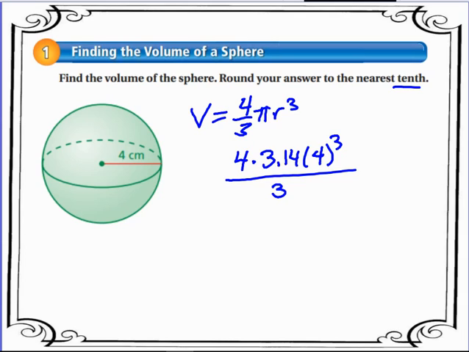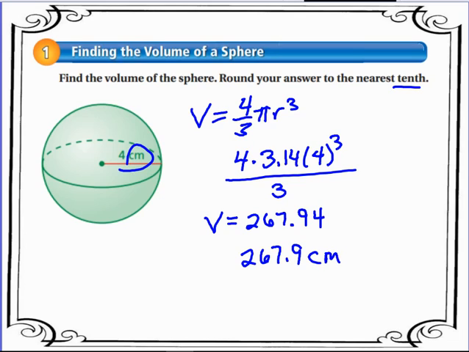Right, so 4 times 3.14 times 4 times 4 times 4, that's 4 cubed, divided by 3. And we would get the volume equals 267.94. So 267.9. And then you see this is centimeters. So as with all volumes, our centimeters should be cubed. Volume is always cubed.